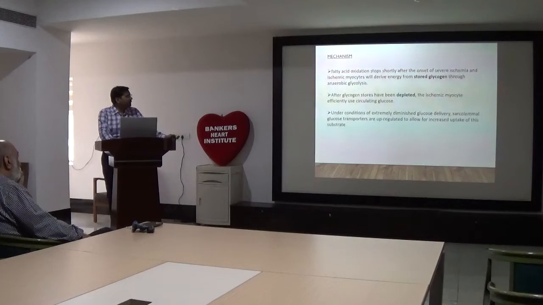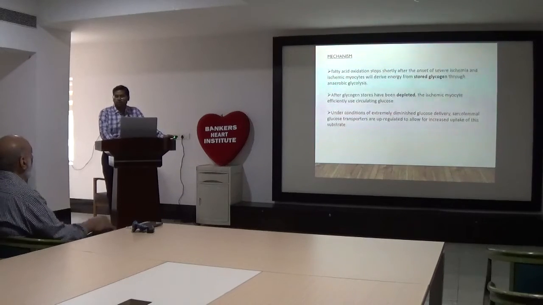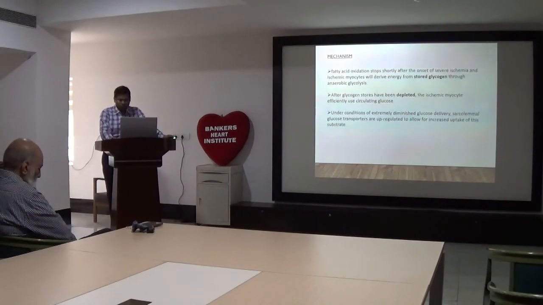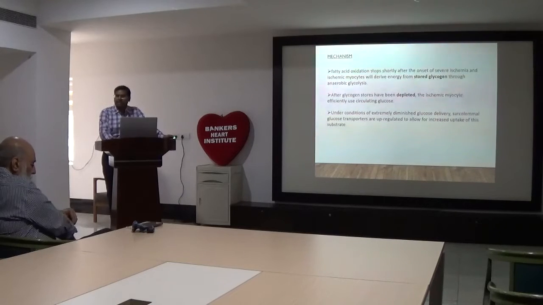If there is hypoxia, the cell will first utilize glycogen. If the glycogen is depleted, then it will utilize circulating glucose. So if there is hypoxia or impairment in the blood flow, there will be increased uptake of FDG in comparison with normal tissue.